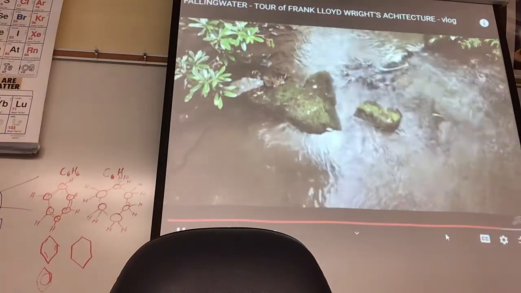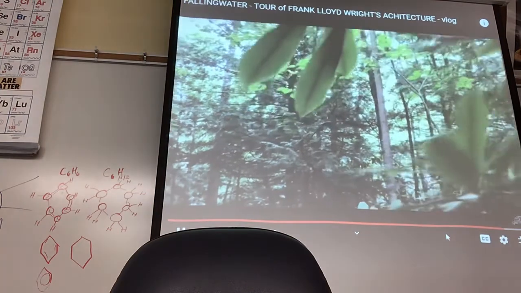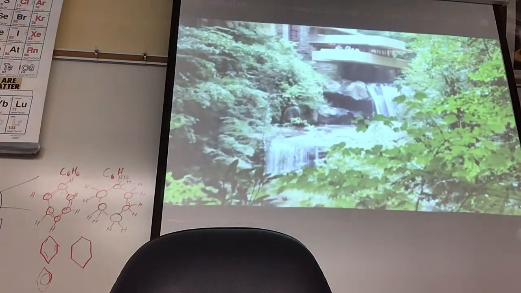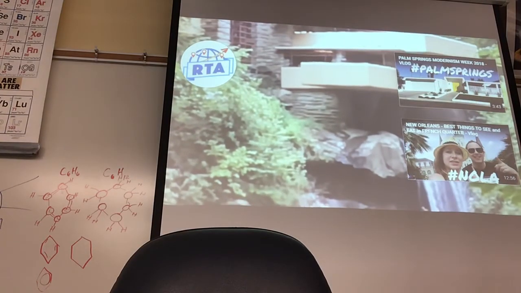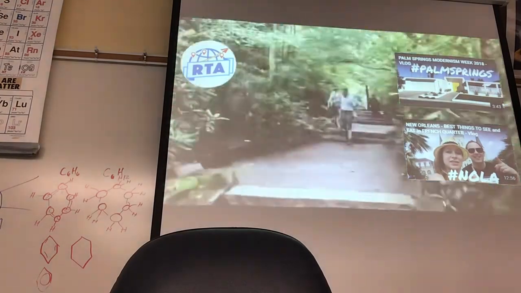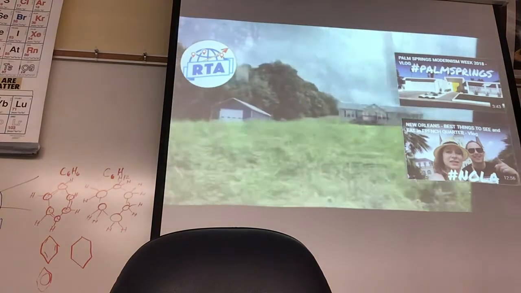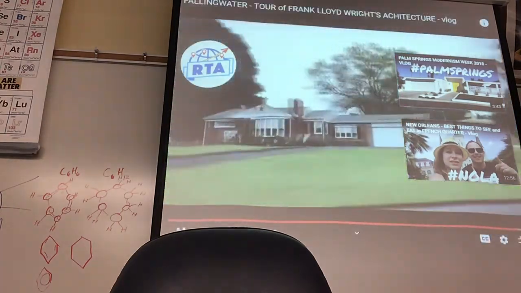Can you guess what the final cost of this home was in 1935? The original cost of the home was $155,000, and adjusted for inflation, today it would be equivalent to $2.7 million. We hope that you enjoyed this look into the masterpiece of Fallingwater.